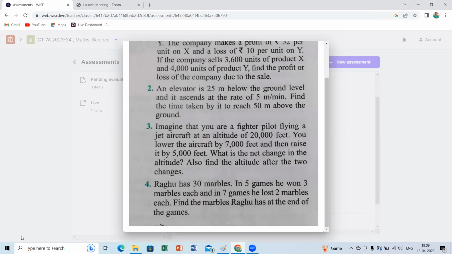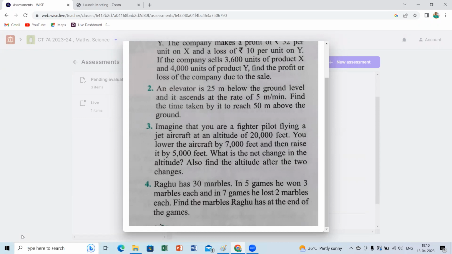The question is, suppose instead of Raghu, Leshita has 30 marbles with her. So initially, that is the first step: you have to keep 30 marbles in the jar, what she is having initially. And what happened, she played a few games. In five games, she won 3 marbles each.